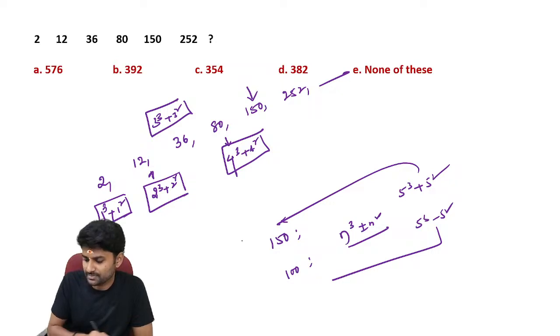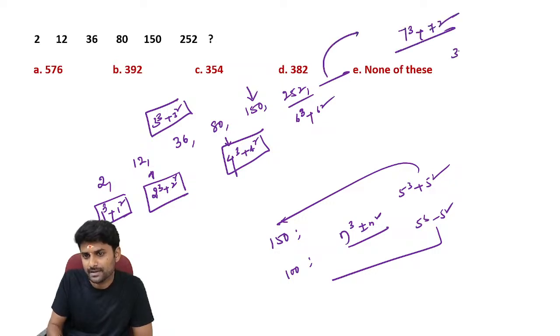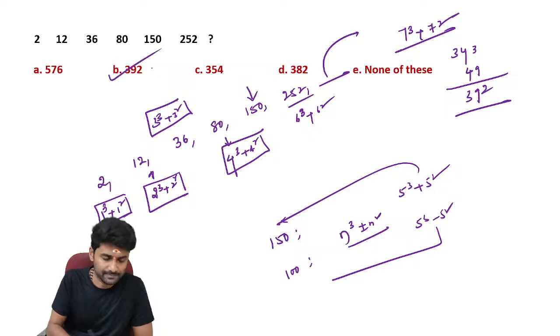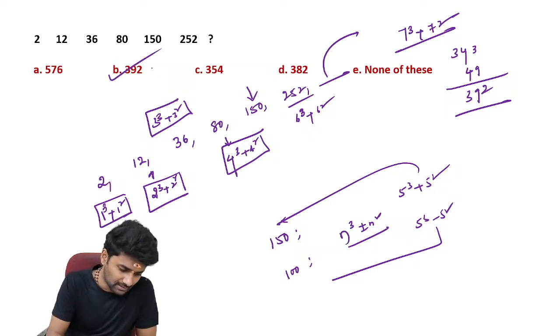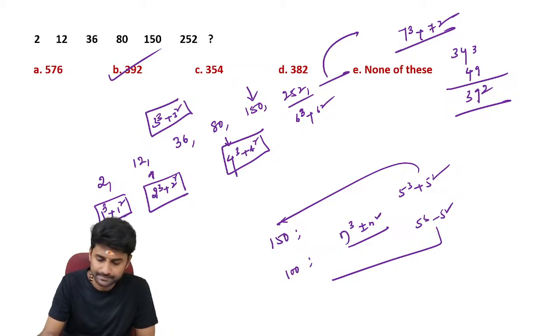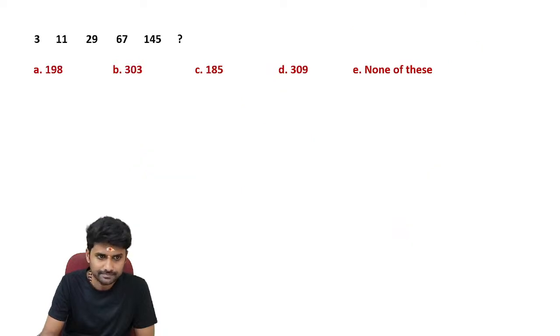Try to remember these two numbers. Again, 252 is all about 6 cube plus 6 square. Finally, the missing number should be 7 cube plus 7 square, 343 plus 49. So 392 should replace the question mark. So is it clear? Next.